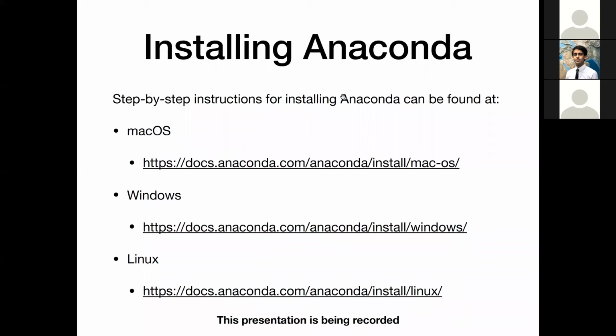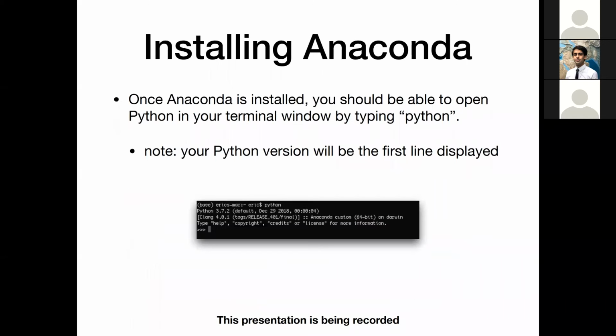So for installing Anaconda, there are step-by-step instructions on their website, and I included links for each operating system here. So these include images that actually show you step-by-step how to get started. And of course, if you have any trouble getting started with Anaconda, feel free to email me. And once Anaconda is installed, you should be able to open Python in your terminal window just by typing python. And your Python version should be on the first line displayed. So for instance, in my terminal, I just typed python, and I was running Python 3.7.2.